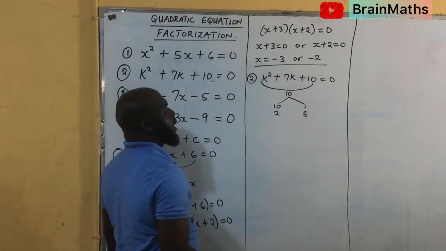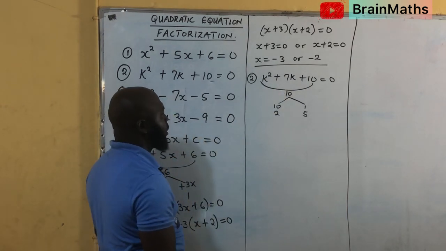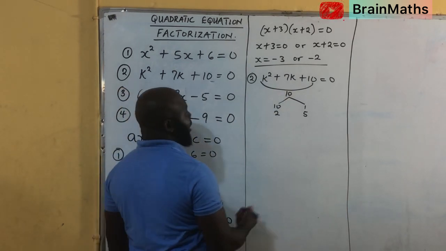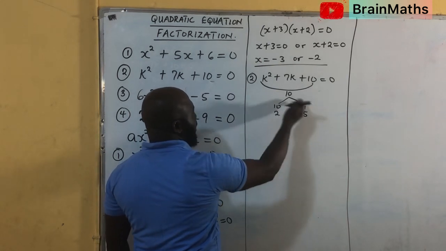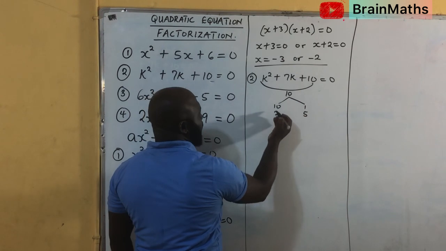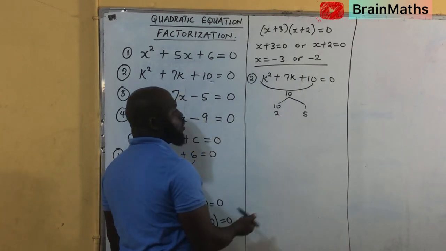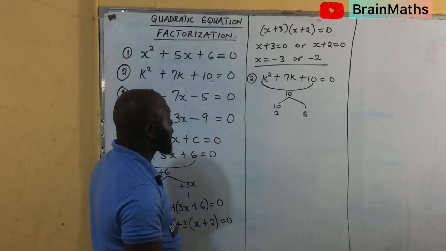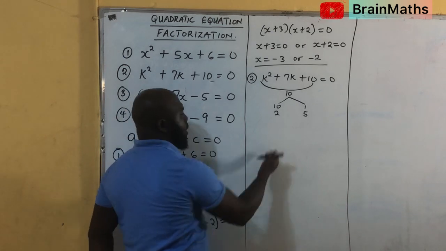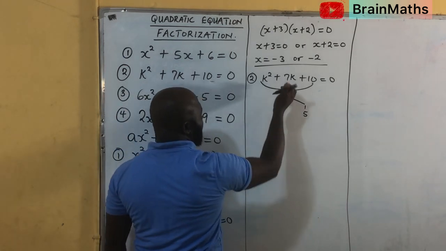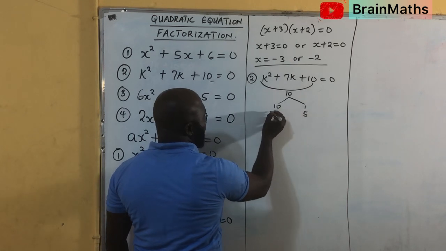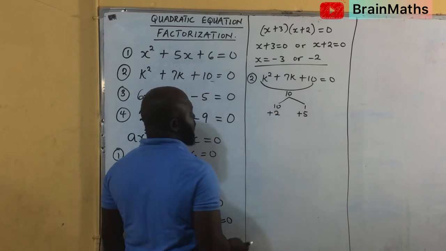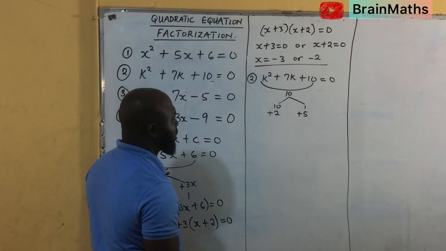So which one of them can we rewrite to give us 7? These two will give us 10 when multiplied, but how can we rewrite them to give us plus 7? Looking at 10 and 1, there is no way we can rewrite 10 and 1 to give us 7, either plus or minus. But 2 and 5 will give us 7. So we are going to use plus 2 plus 5, and that is plus 7.